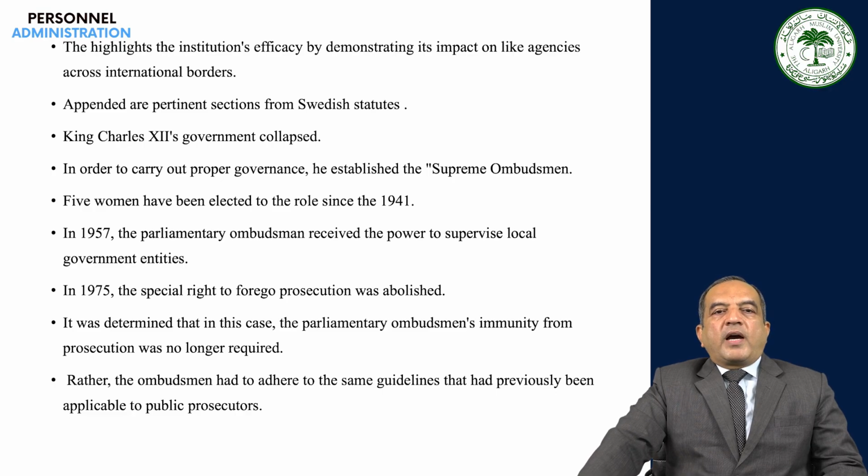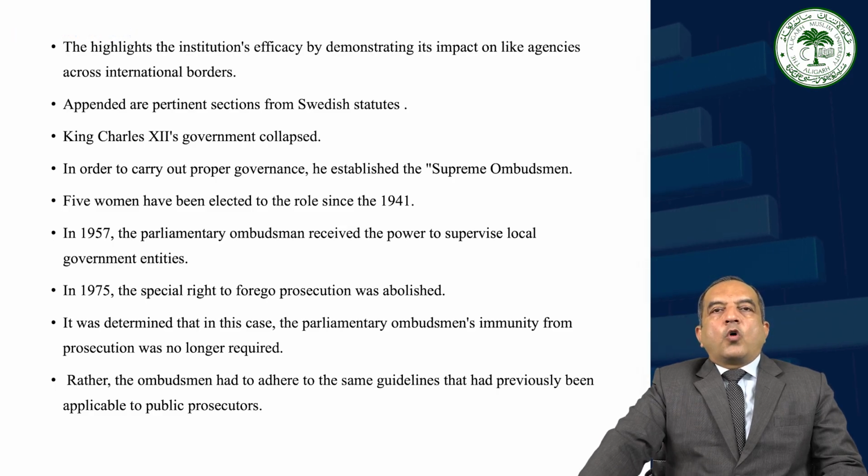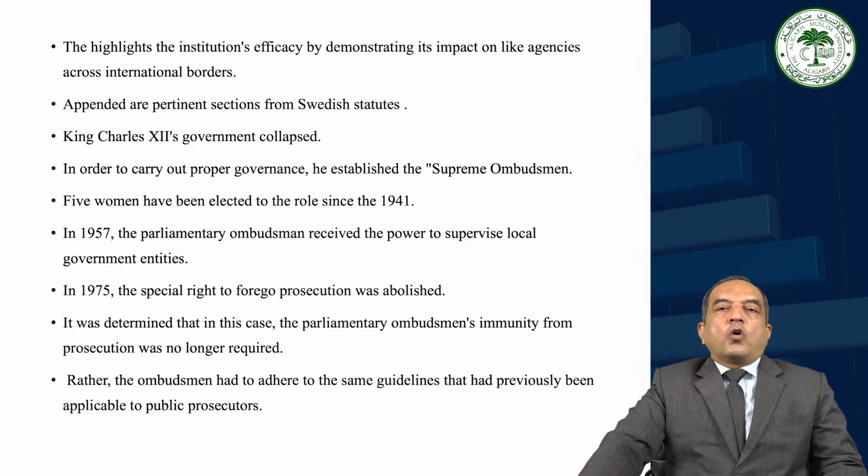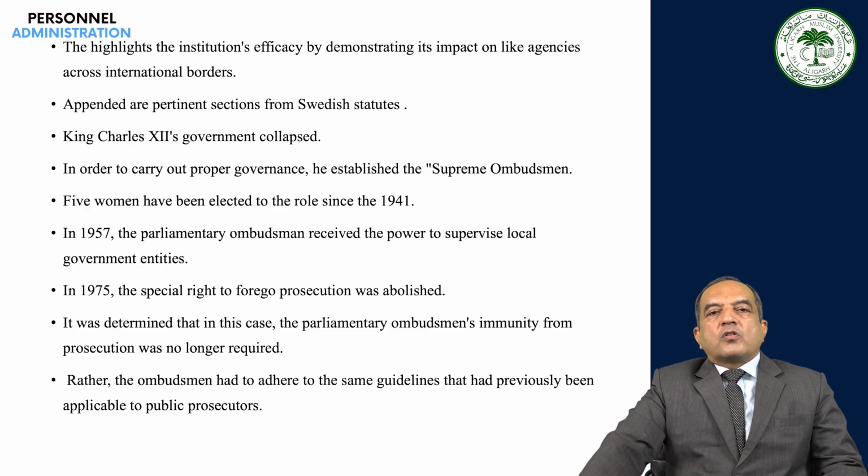In 1957, the parliamentary ombudsman received the power to supervise local government entities. In 1975, the special right to undergo prosecution was established in tandem with a reform of official accountability that included a substantial increase in public officials' legal liabilities, among other things. It was determined that in this case the parliamentary ombudsman's immunity from prosecution was no longer required. Rather, the ombudsman had to adhere to the same guidelines that previously applied to public prosecutors with regard to prosecution, and other opinions not to prosecute while conducting case inquiry.